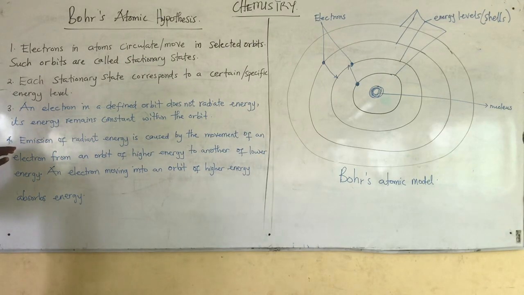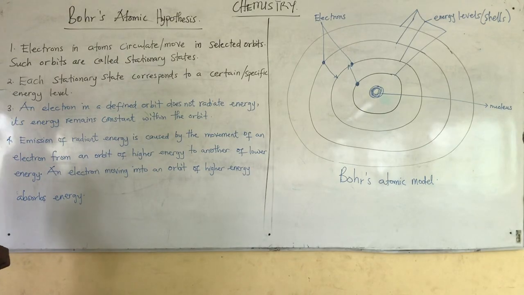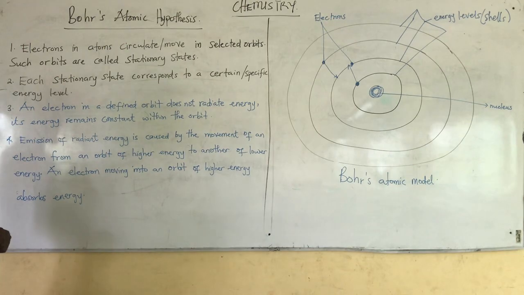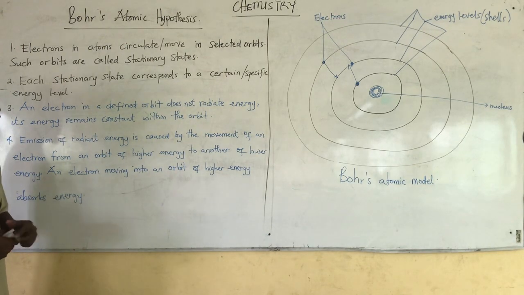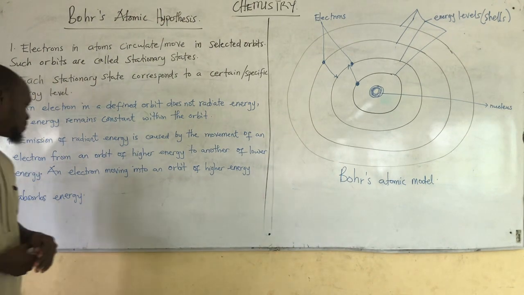The last point here: emission of radiant energy is caused by the movement of electrons from one orbit of higher energy to another of lower energy. An electron moving into an orbit of higher energy absorbs energy.